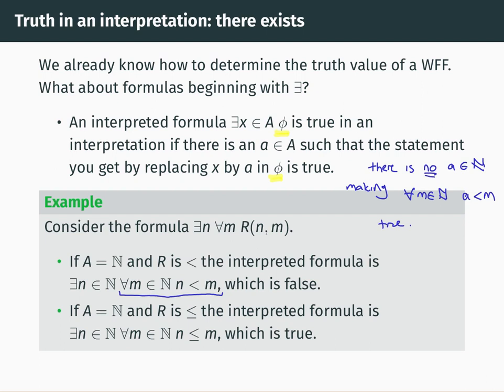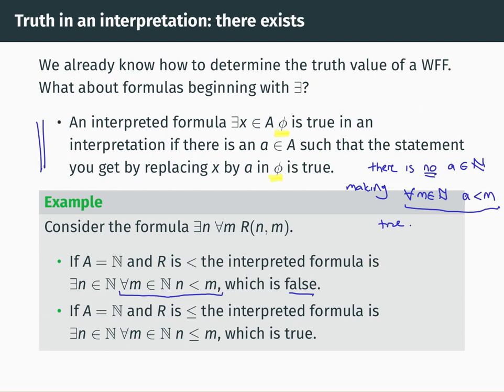The problem being a is supposed to be a natural number, and no natural number is less than every other natural number, because no natural number is less than itself. So no matter what a you choose, you can't make that into a true statement, and therefore, according to our definition, we should regard this interpreted statement as false.